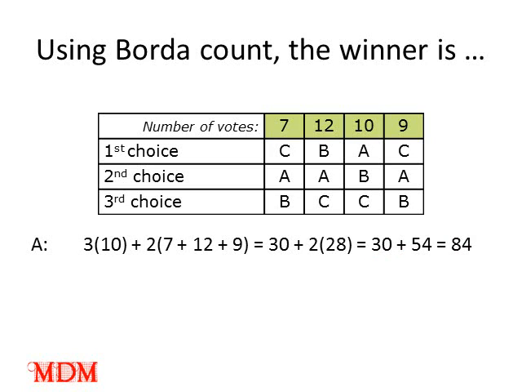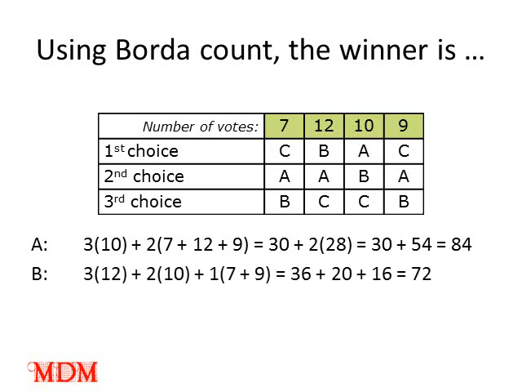I do the same thing for candidate B. Notice that candidate B has 12 first place votes, 10 second place votes, and 7 plus 9 third place votes. So I have weighted each of those based on the rank, and this turns out to be 72 points for candidate B.